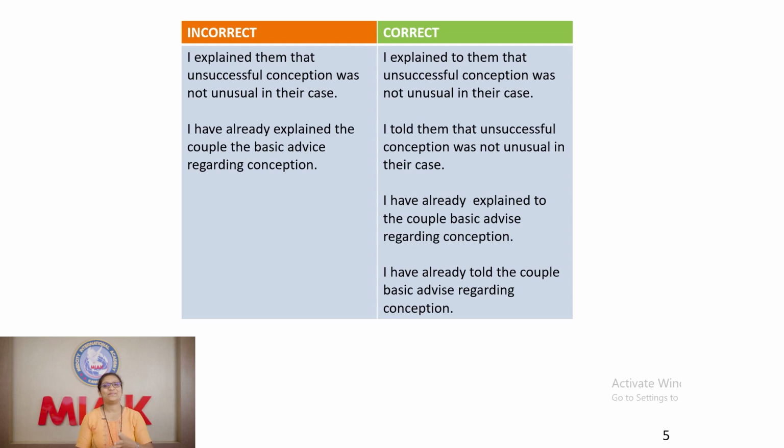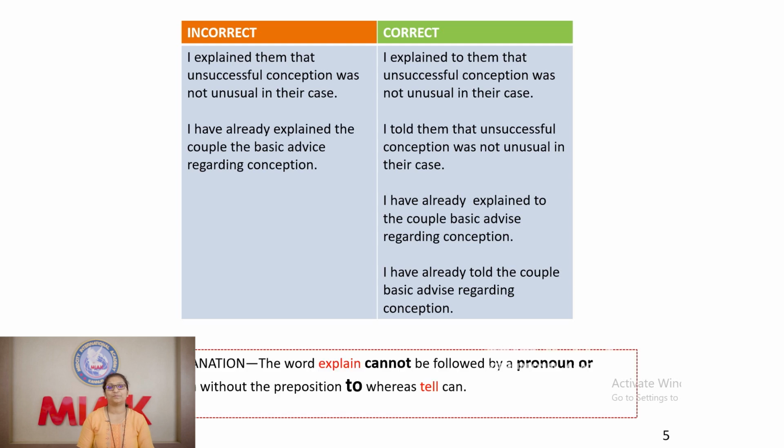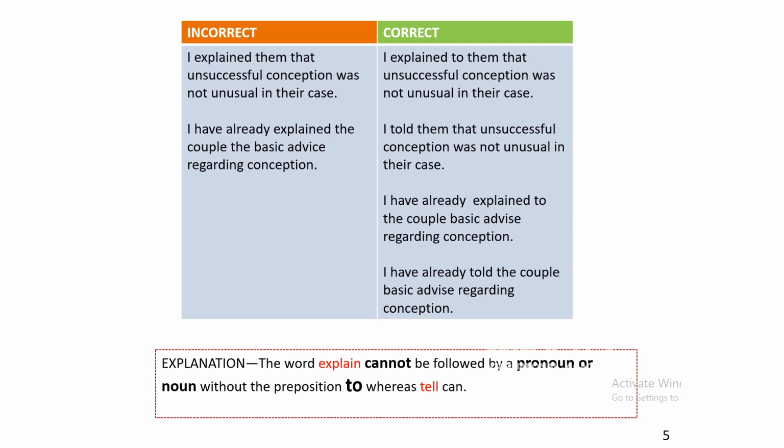എന്താണ് ഇതിൻ്റെ പിന്നിലുള്ള രഹസ്യം? What is the rule? The explanation. The word explain cannot be followed by a pronoun or noun without the preposition to. I explain them is wrong. I explain to them is correct.